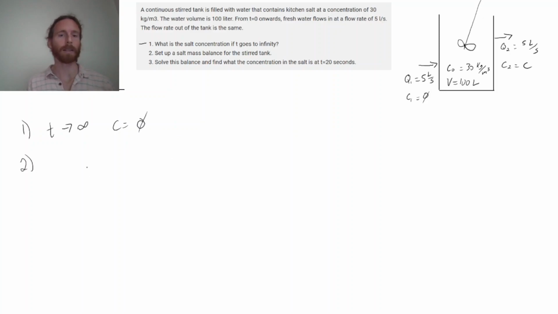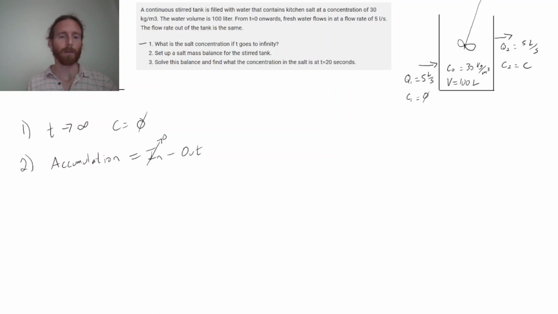Number 2: set up the salt mass balance. I like to start the mass balances in really simple terms. So we're going to look at accumulation. In this case, the salt won't be accumulating, it will be depleting, but that will be a negative accumulation. So accumulation equals in minus out. And we know that there is no salt going in, so the in term is already 0.